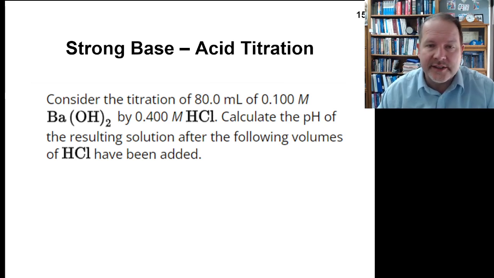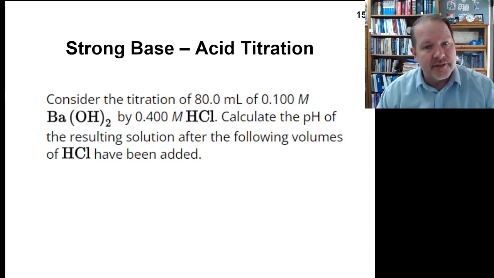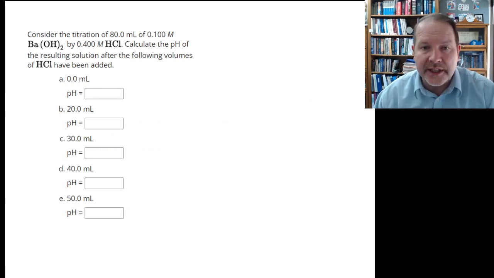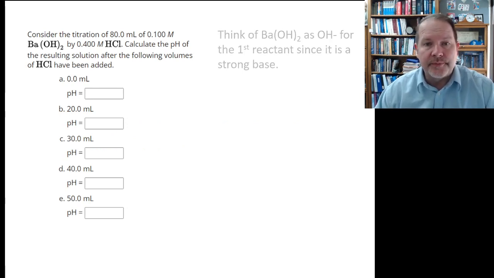You can see it says 80 milliliters, the concentration of barium hydroxide, and then we're adding in hydrochloric acid. Calculate the pH after the following volumes of HCl have been added. And so that's sort of the key there that we know, because this is adding HCl. Now, the important thing to remember is setting up the chemical reactions. And so here's the problem laid out in OWL.